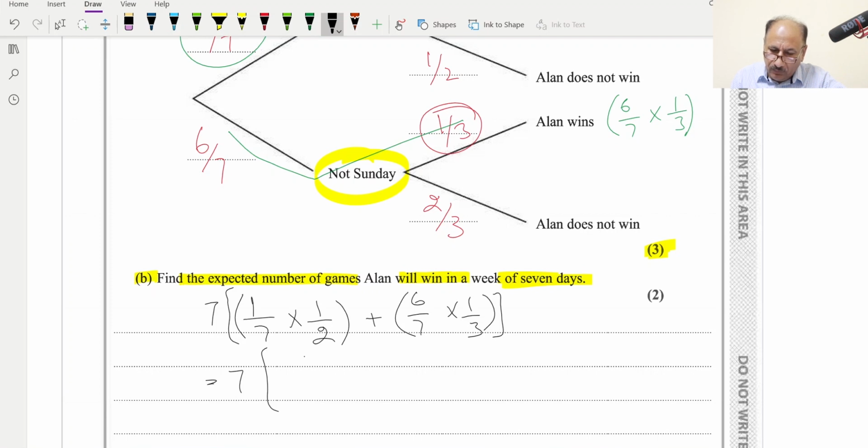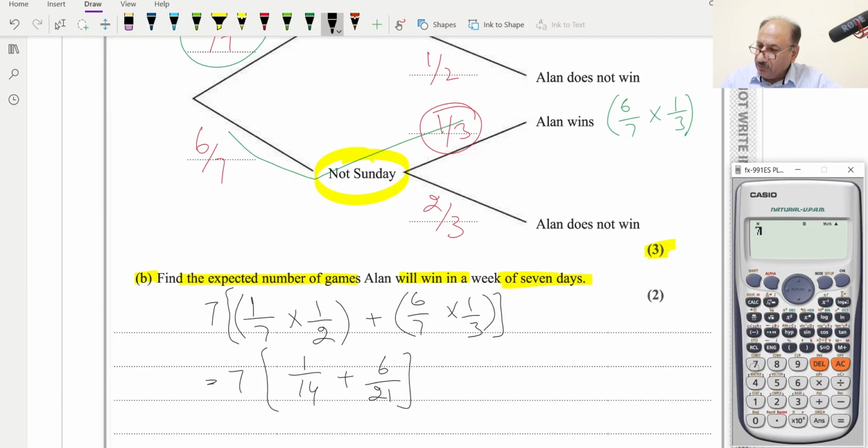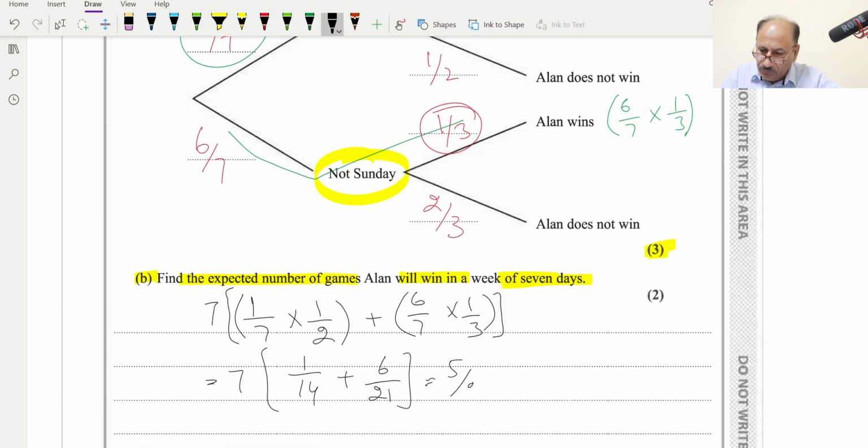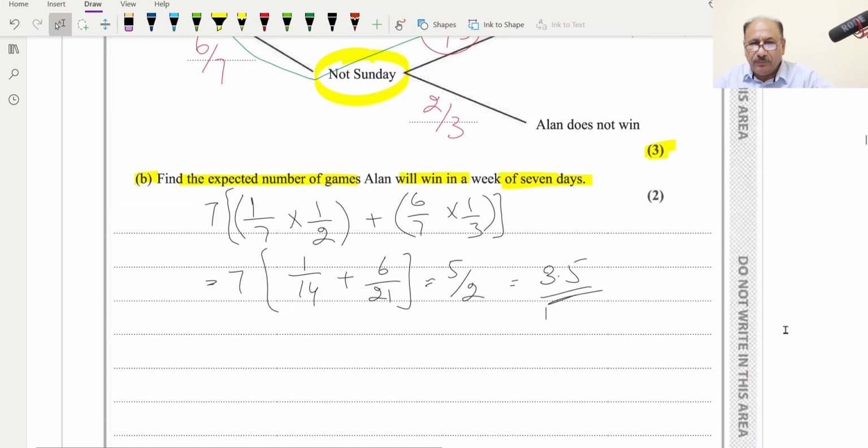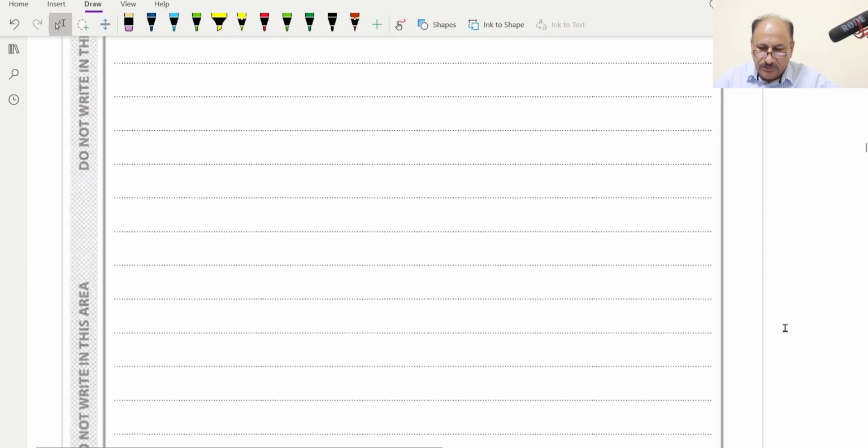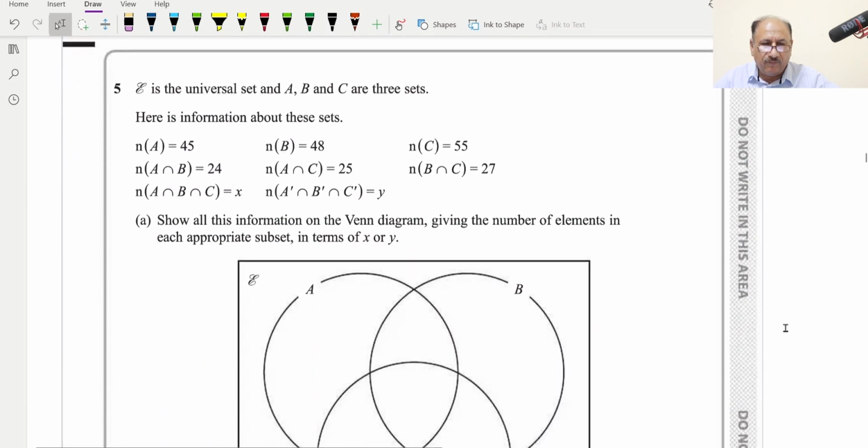Now we can calculate this. 7 into this will be 1 over 14, 7 twos are 14, plus this will be 6 over 21, and now we can use calculator. So 7 into 1 over 14 plus 6 over 21, and bracket will be closed, and this is equal to 5 by 2. So this is equal to 5 by 2, or we can write 3.5. So this will be the probability for this one, and B part is also done. Now we can move to question number 5.